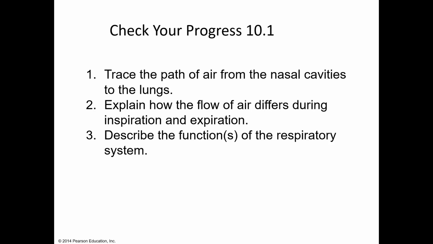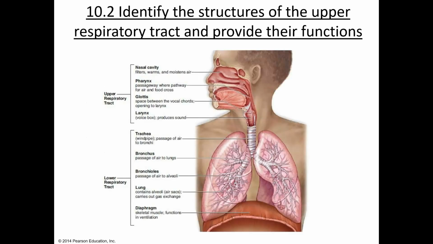And describe the functions of the respiratory system. Well, pretty much to get oxygen to our blood and ultimately to our cells through the cardiovascular system. I'm going to go on to section 10.2 and start talking about the structures of the upper respiratory tract.